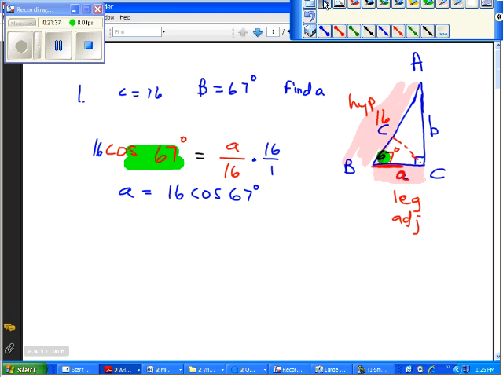When you do, you get, what's that? 6.3 rounded to the nearest tenth as it asks us to do, right? 6.3 rounded to the nearest tenth. Any questions on that? Okay.